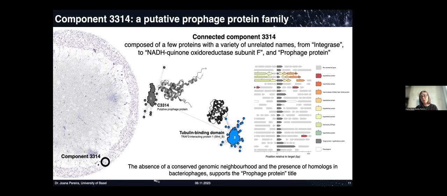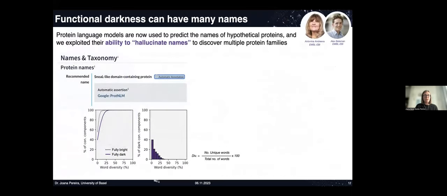And when looking at the genomic context, there was really no conserved genomic context between the members of this cluster. But when looking at which kind of genes were around it, we saw that there were many proteins that are somehow associated with prophages. So this indicates that the prophage protein title may be correct, but we still don't know what this is. But what is really interesting about it is this diversity of names, because they are the result of using language models to predict names of proteins of unknown function or hypothetical proteins.